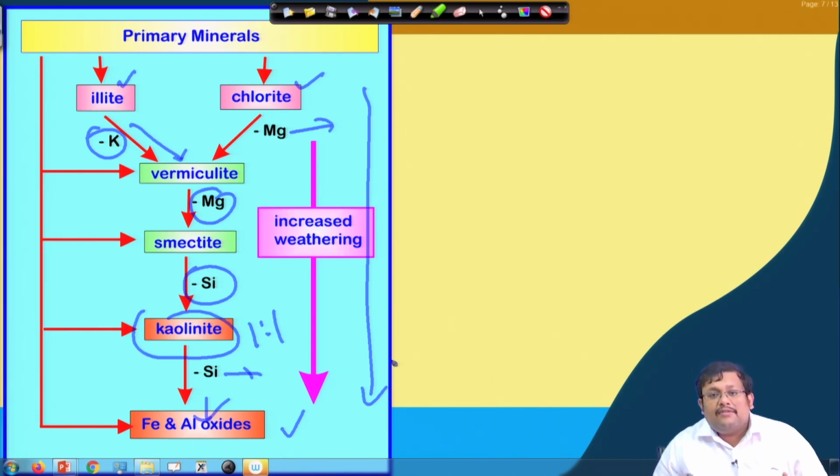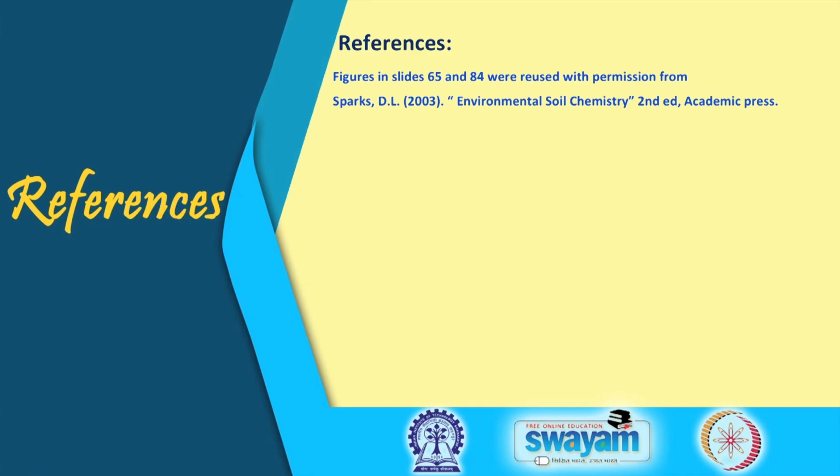So, guys, we have covered the major important 2:1 type and 1:1 type clay minerals in this lecture. In the next lecture, we will be talking about some other important secondary clay minerals and other secondary minerals, different intergrade minerals, interstratified minerals, and also different methods to identify clay minerals. Thank you. Let us meet in the next lecture.